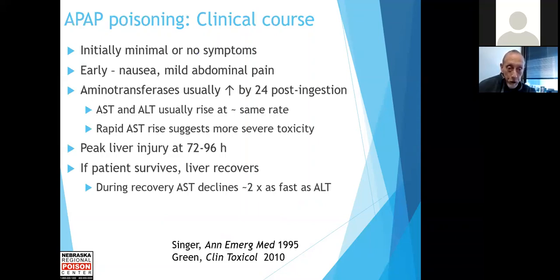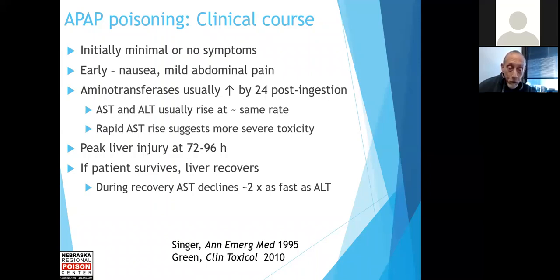So how do people present? After an acute overdose, they often have very minimal symptoms. They might have some nonspecific GI upset. You'll see elevations in their liver enzymes, but that often takes some time, often 18, 24 hours, occasionally longer. The AST and ALT start to bump up. They usually go up at about the same rate. Occasionally, in patients who are sicker because of a very large overdose, the AST might rise more quickly.